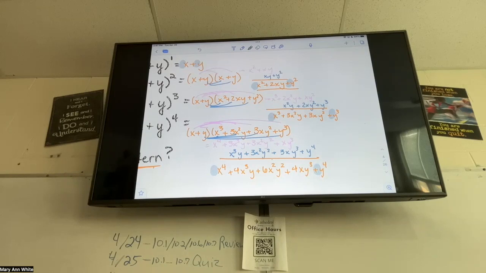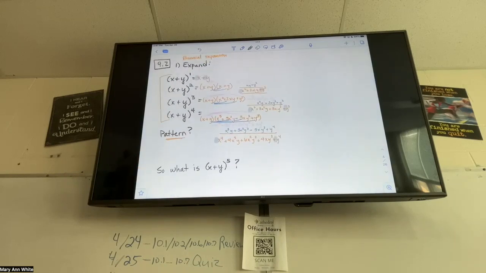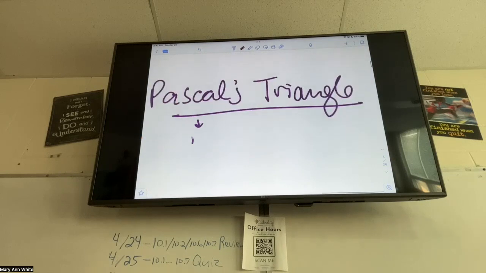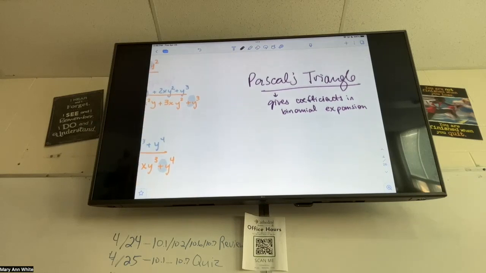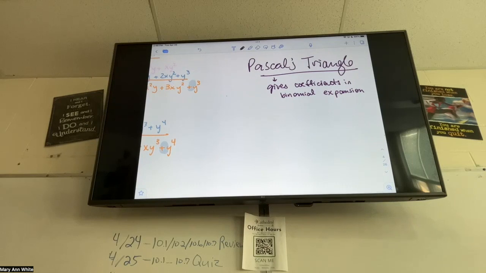Cool? Okay. Now, we are going to make this Pascal's triangle because I think that helps make the rest of it make sense. So I'm going to write off to the side, Pascal's triangle. What this does is it gives the coefficients in binomial expansion.